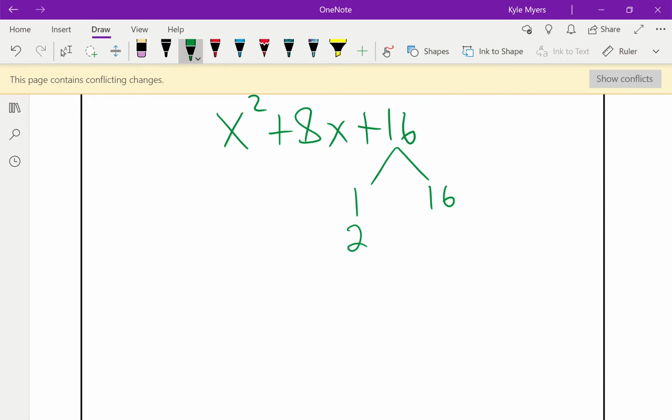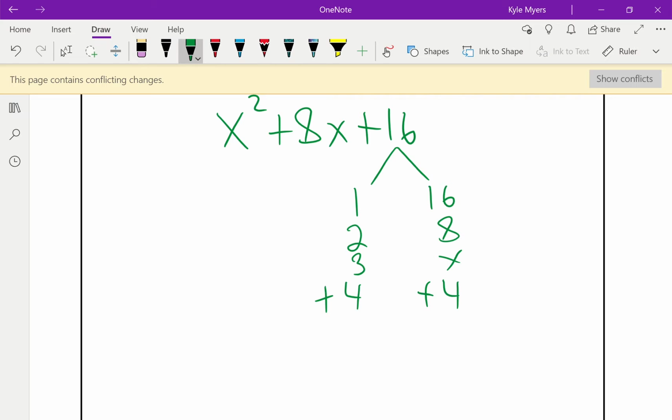So let's try 2. 2 goes into 16 eight times. Well, 2 plus 8 is 10, so that's not going to work. 3 doesn't even go into 16, so I can't do 3 next. But 4 does go into 16 four times, and if I add 4 and 4, I get 8. So that one works.